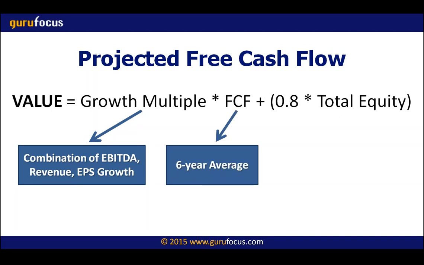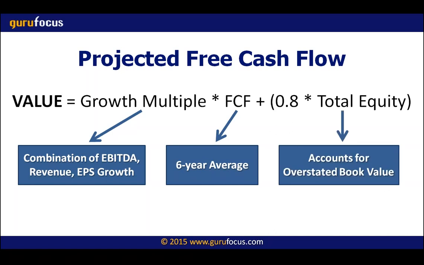Free cash flow averages the free cash flow over the last 6 years, and it adds on 80% of total equity of this firm just to account for the overstated book value. It's a rule of thumb. Use about 80% because they're going to inflate their value a little bit. So this is designed for companies that have inconsistent revenue.